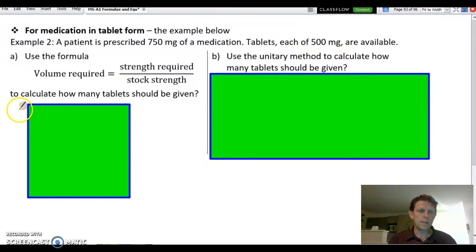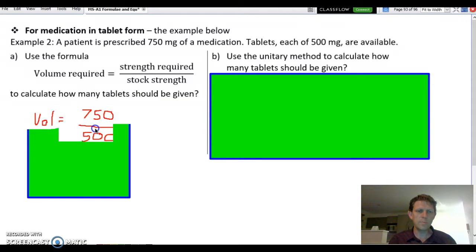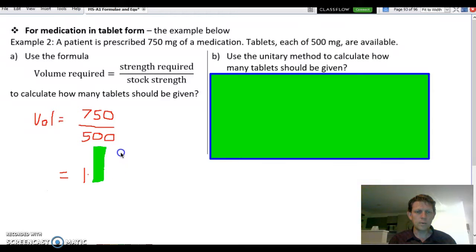So once again, we take the strength required, which is 750 milligrams, and we divide that by how much is in one tablet, and that's 500 milligrams. When we plug that into the calculator, we're going to find that that equals 1.5. So in other words, 1.5 tablets is going to give us the dosage required.